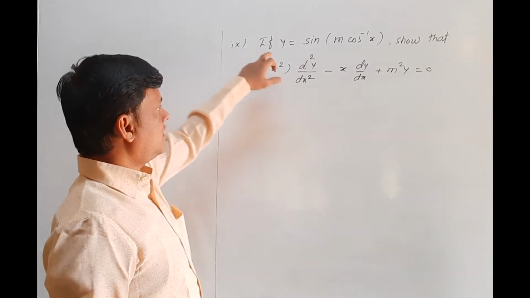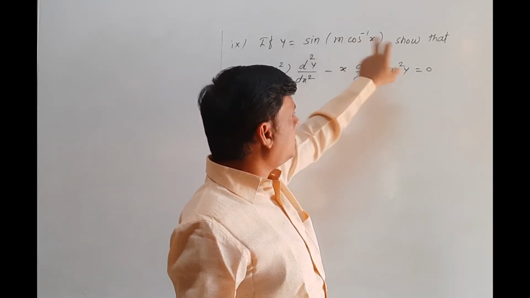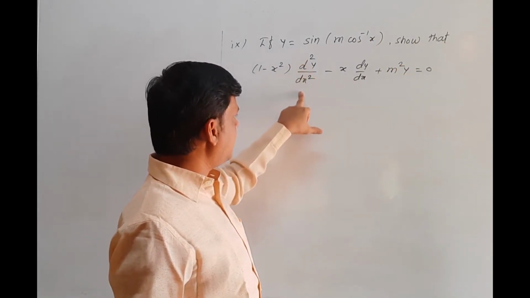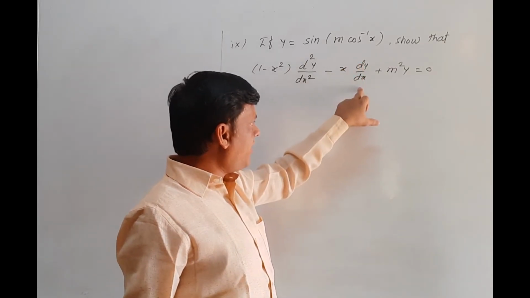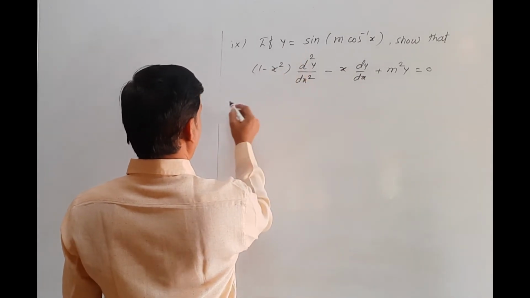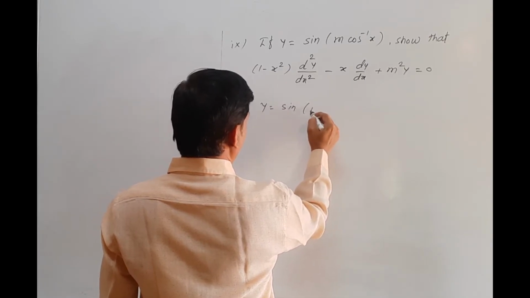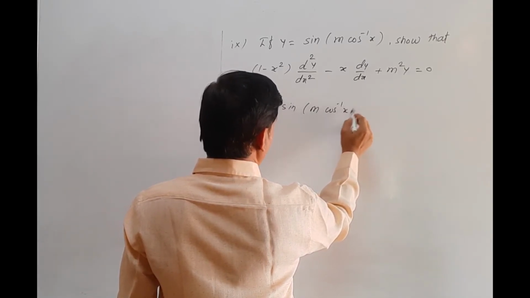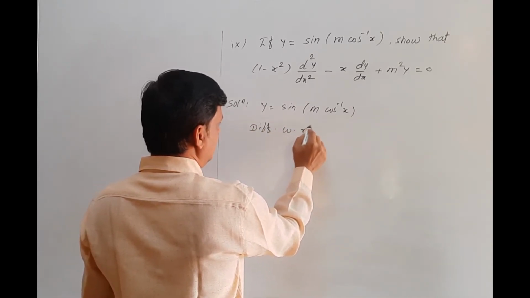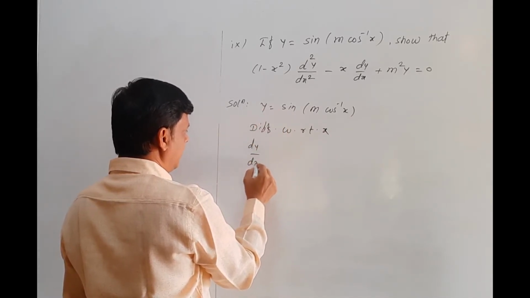Now see the next question. If y is equal to sine of m cos inverse x, show that (1 minus x square) into d2y by dx2 minus x into dy by dx plus m square y equals 0. So first we write the given function, y is equal to sine of m cos inverse x. Now differentiate this with respect to x. So the derivative of y with respect to x, we get dy by dx.